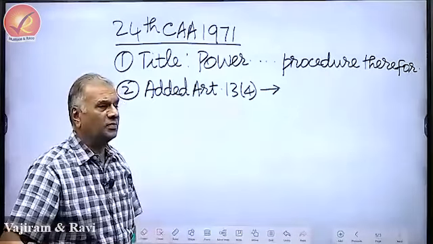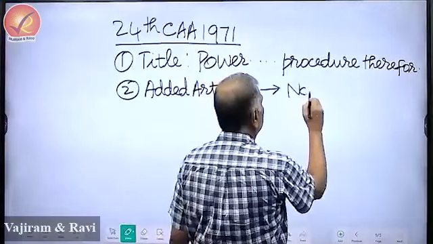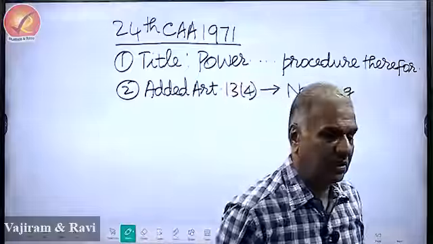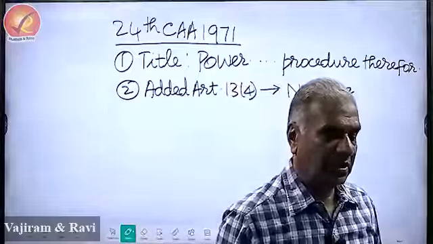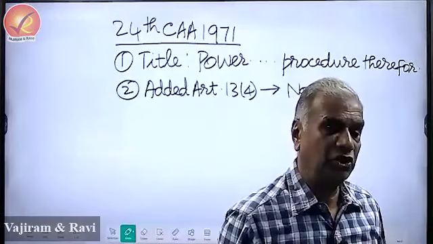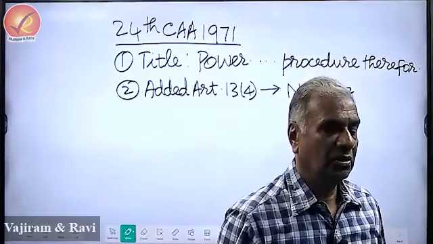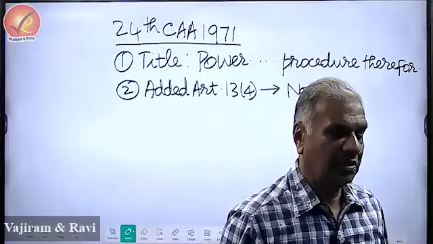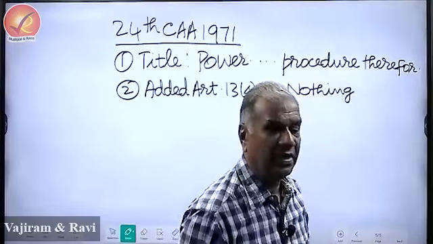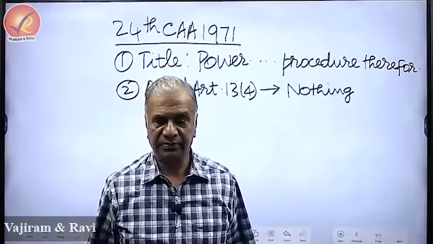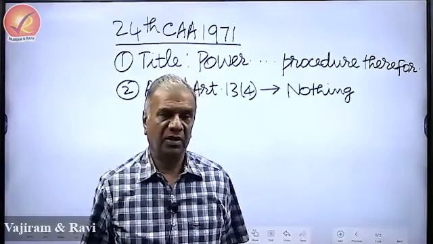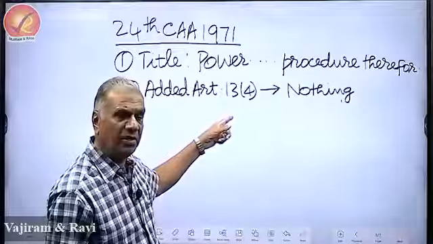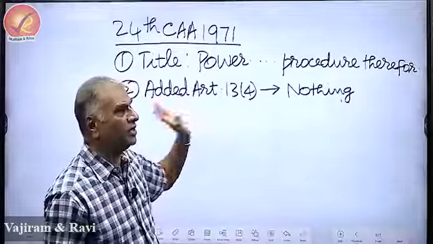What does Article 13 Clause 4 say? It says, nothing in Article 13 shall include a constitutional amendment made under Article 368. Or in other words, what it means is a constitutional amendment act does not come within the meaning of the expression law as found under Article 13.